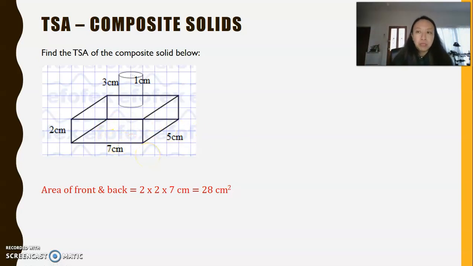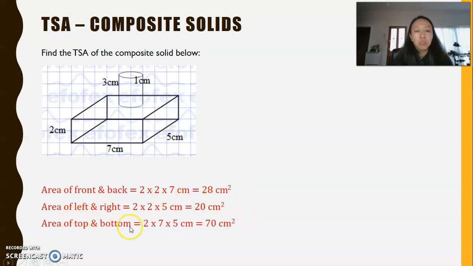The rectangular prism below, as we have done before, will have the area of the front and the back as 2 times 2 by 7. So that's 2 of them times 2 times 7, which is 28 centimeters square. The area of the left and right is 2 times 2 times 5, which is 20. And the area of the top and the bottom is 2 times 7 times 5, which is 70 centimeters square.